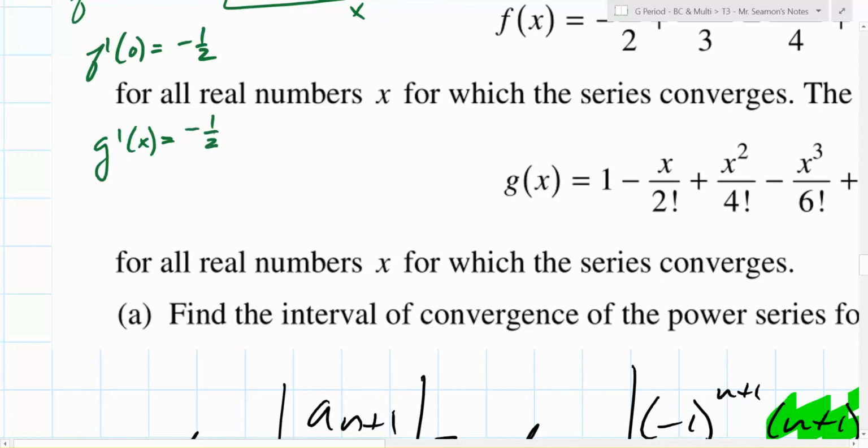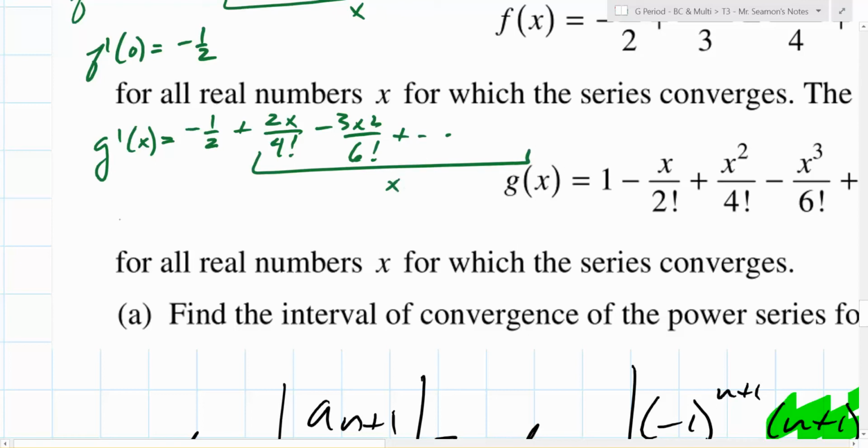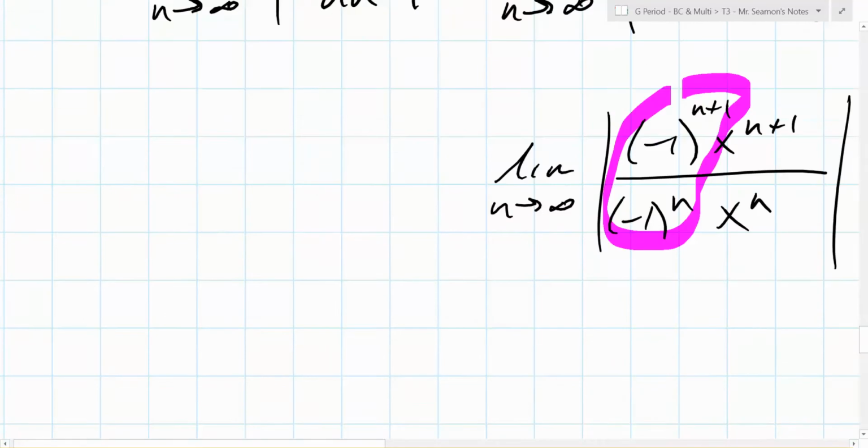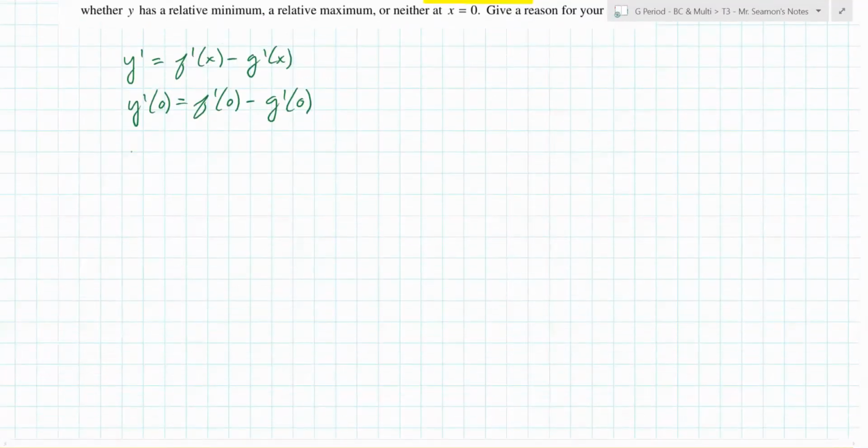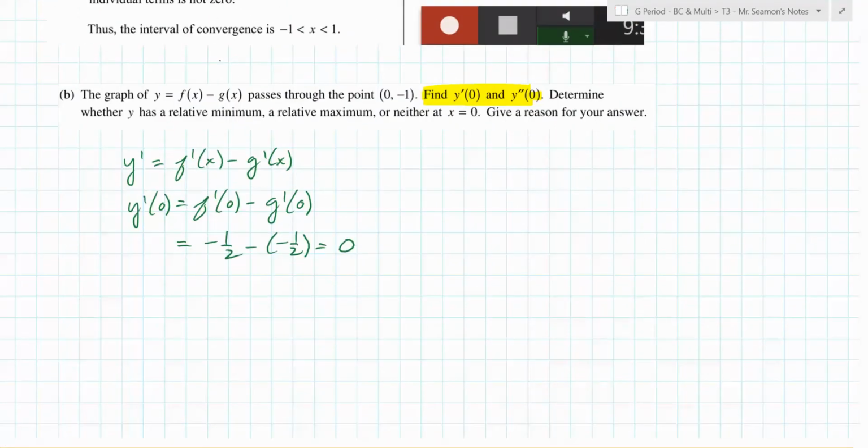Negative 1/2 plus 2x over what? 4 factorial minus 3x squared over 6 factorial. What's in all of these terms? x. So what's g prime of 0? Negative 1/2. So therefore, you end up with negative 1/2 minus negative 1/2. So the answer to this is 0. So we found the first derivative evaluated at 0. So what do you have to do next?